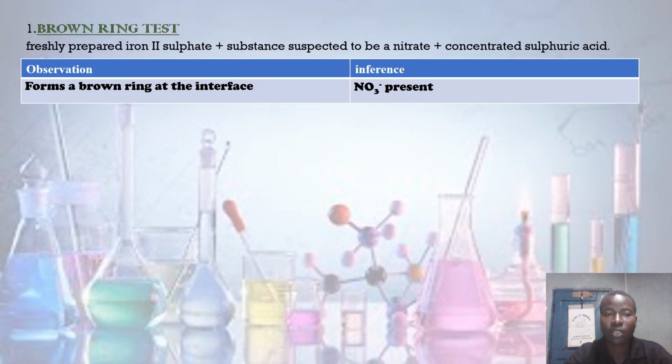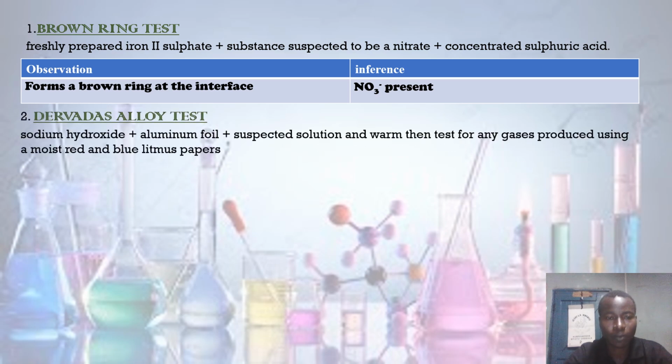Now, what observation are we expecting here? As you add the concentrated sulfuric acid, it may form a brown ring at the interface, which will imply that the nitrate ions are present.